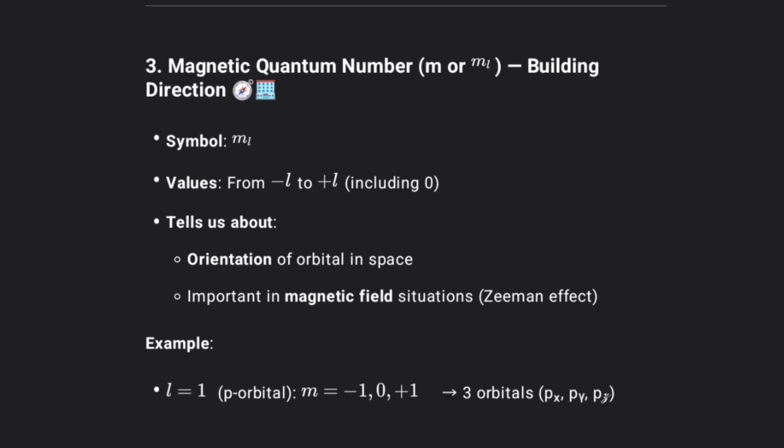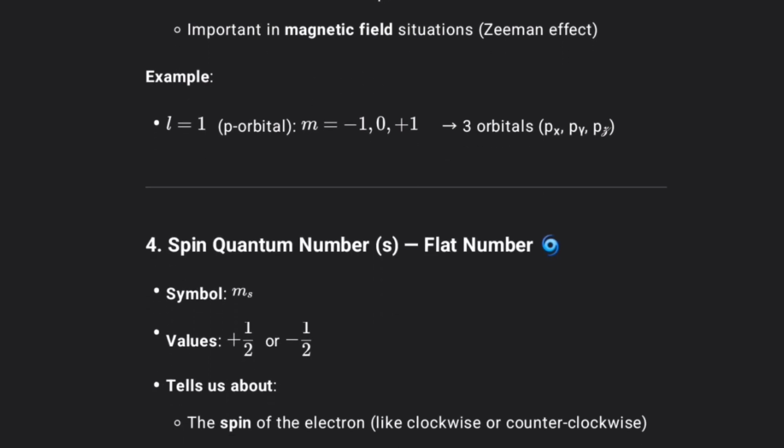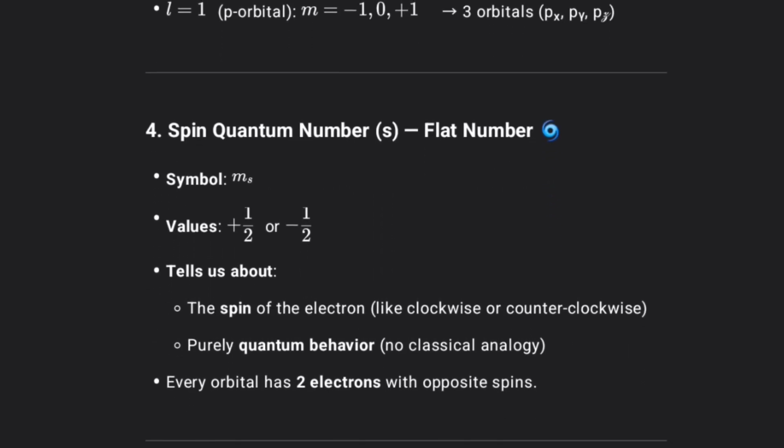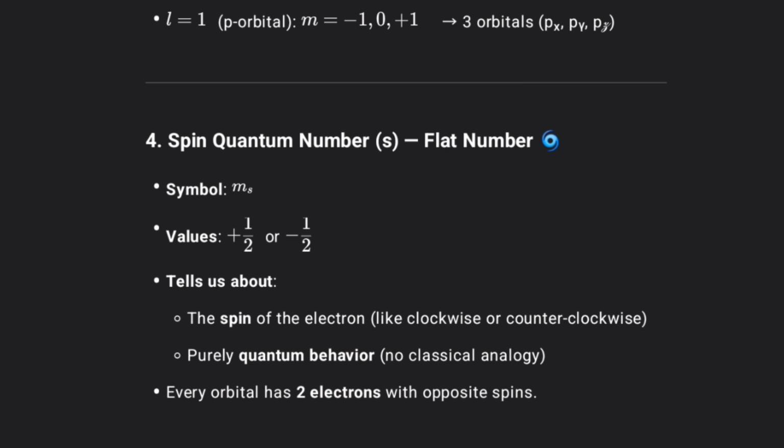4. Spin quantum number, the flat number. Symbol m_s, values plus or minus 1/2. It tells us about the spin of the electron, like clockwise or counterclockwise, a purely quantum behavior with no classical analogy. Every orbital has 2 electrons with opposite spins.